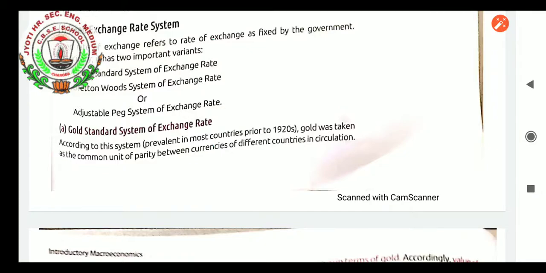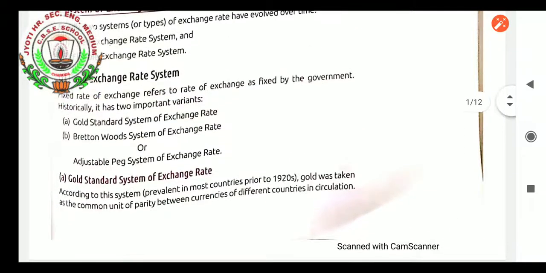It is the system which was initiated in the beginning, in the emperors' time, when gold had a very great value. At that time the system held that the exchange rate must be based on the gold value of every country. Every country valued its currency in gold terms, and again it would be exchanged into another currency. So according to the gold standard system, prevalent in most countries prior to the 1920s, gold was taken as a common unit of parity between currencies of different countries in circulation.